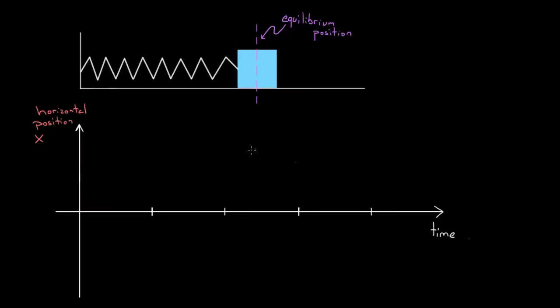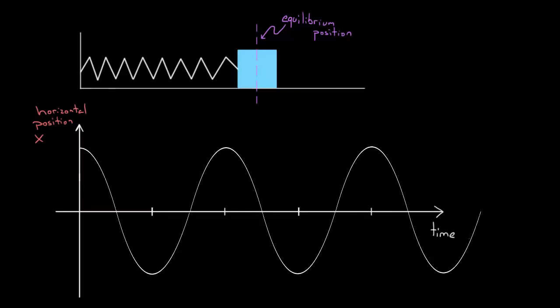All right, so we saw that you could represent the motion of a simple harmonic oscillator on a horizontal position graph, and it looked kind of cool. It looked something like this. And the amplitude of that motion, the maximum displacement from equilibrium on this graph, was just represented by the maximum displacement from equilibrium. It looked like this.